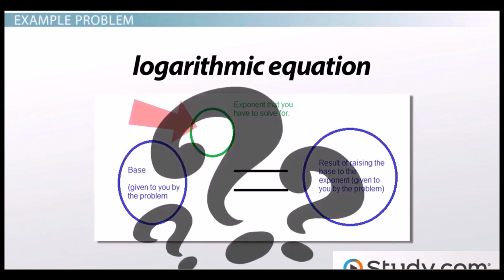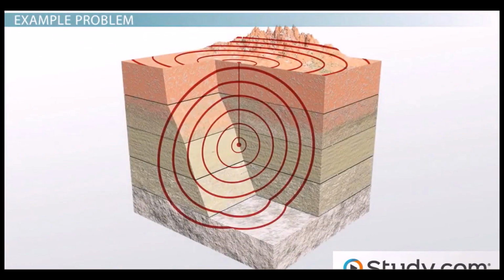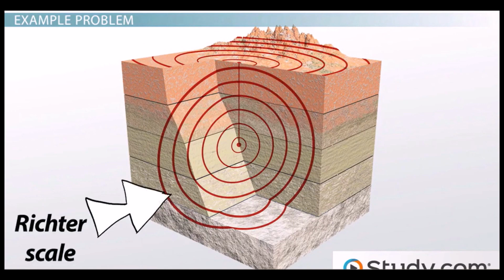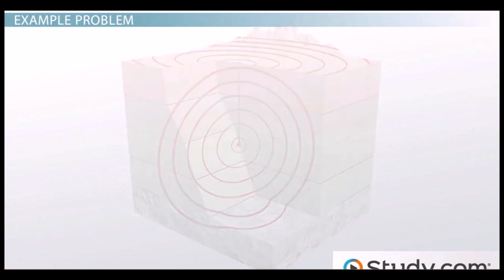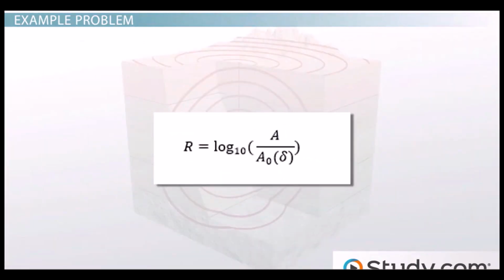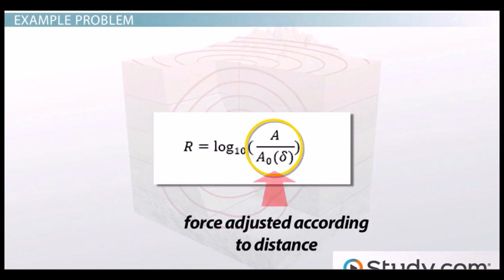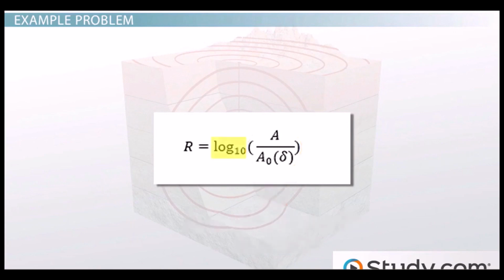So what could you possibly want to use this for? Well, for example, let's say you're a scientist studying earthquakes. The strength of an earthquake is measured on something called the Richter scale, where 1 is almost unnoticeable and 9 is extremely destructive. Here's how scientists calculate the Richter rating of a given earthquake. Don't worry too much about this. This part is just an equation that takes the amount of force measured and adjusts it according to how far away the station is from the earthquake. The interesting part here is the logarithm.